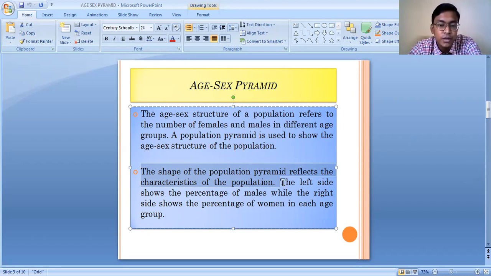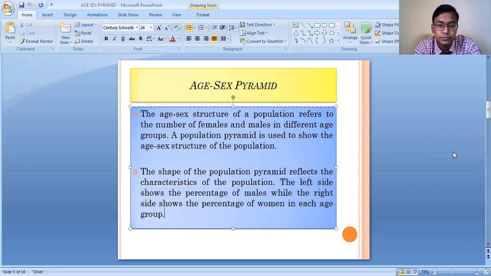While drawing the population pyramid, the left side shows the percentage of males, while the right side shows the percentage of females in each age group. So the population pyramid is drawn in such a way that the left side of the diagram shows the percentage of the male population, and the right side of the pyramid shows the percentage of the female population in different age groups.